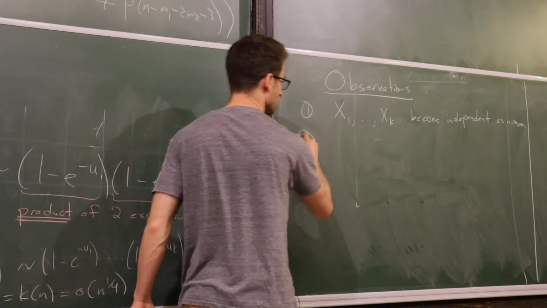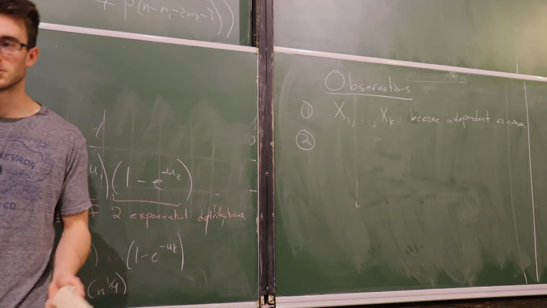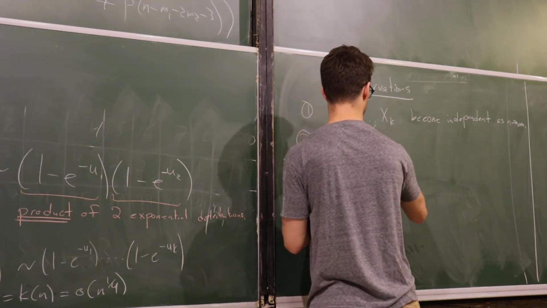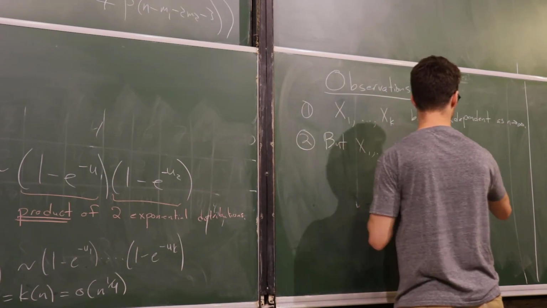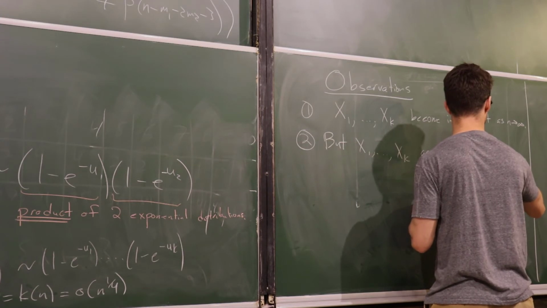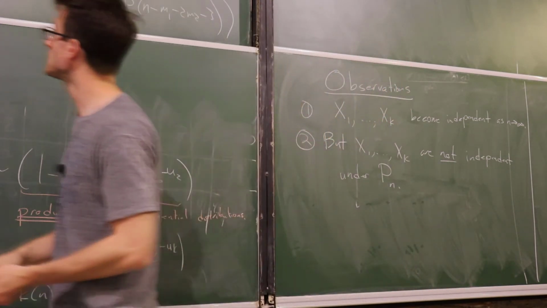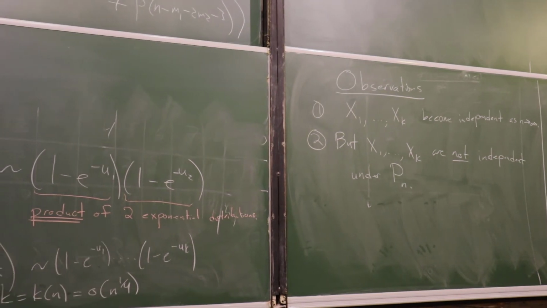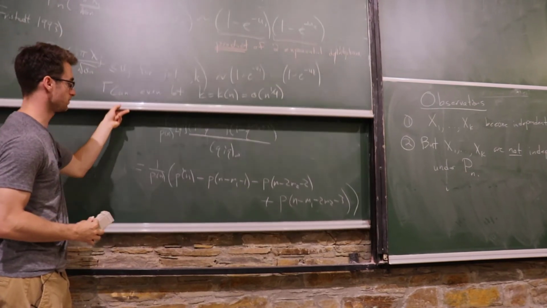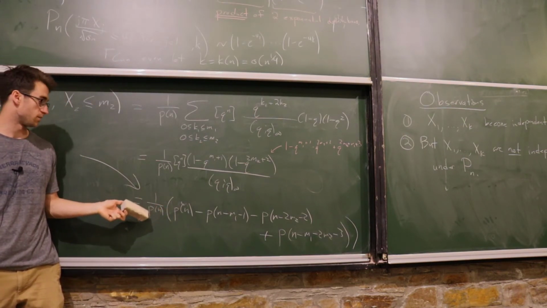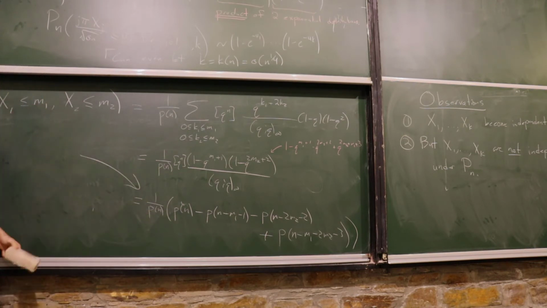On the other hand, they're not independent under the uniform probability measure on partitions of n. We know that these guys are not independent under P sub n, and we can see that from this calculation. This guy right here is the exact probability of what I was trying to get, and it is not equal to the product of these two probabilities.